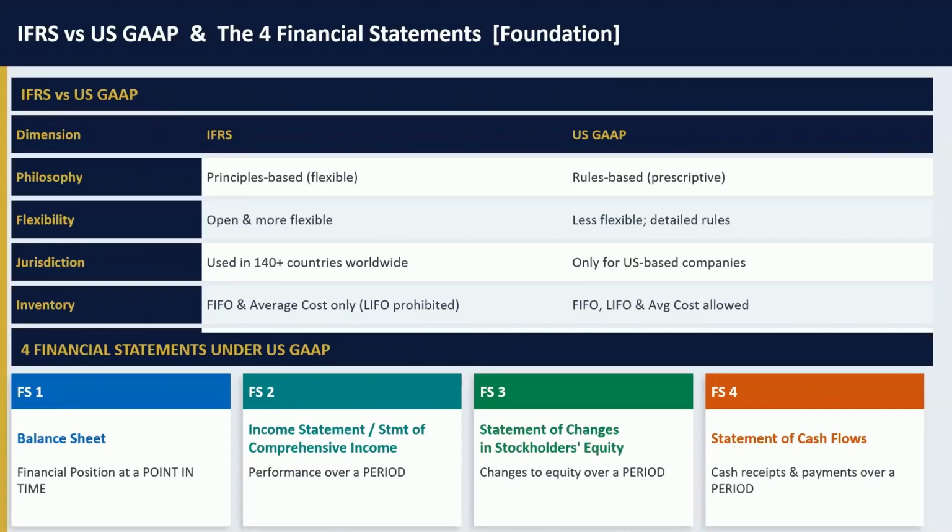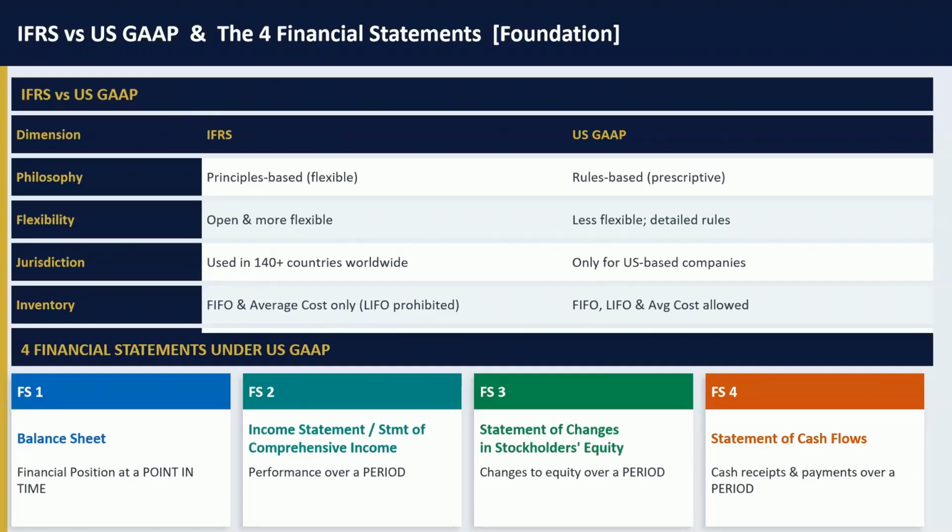So IFRS is principles based, and US GAAP is rules based. So why this distinction? IFRS, as I told you, is a globally accepted method. When we are declaring it as globally accepted, we will have to give some flexibility because different countries have their own rules and regulations. In spite of different rules and regulations in different countries, if we fix the rules in IFRS, it becomes difficult for the countries to follow. That is why it is principles based.